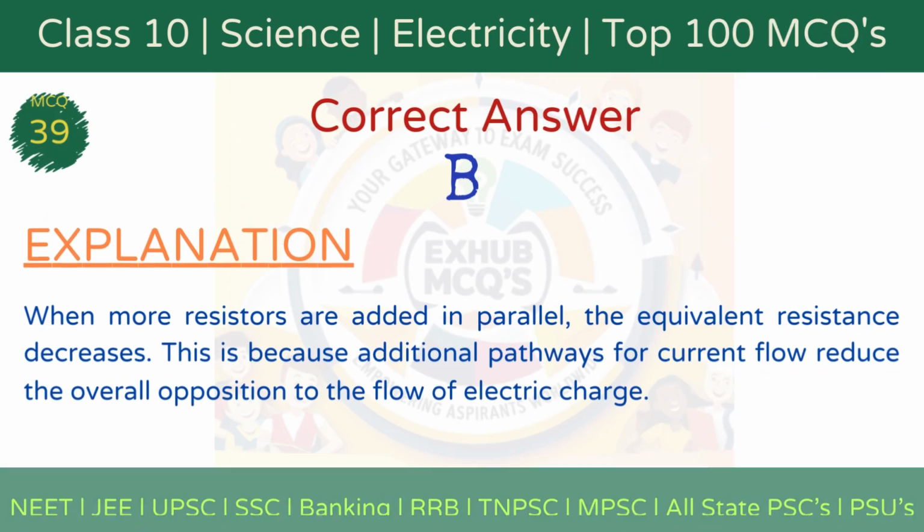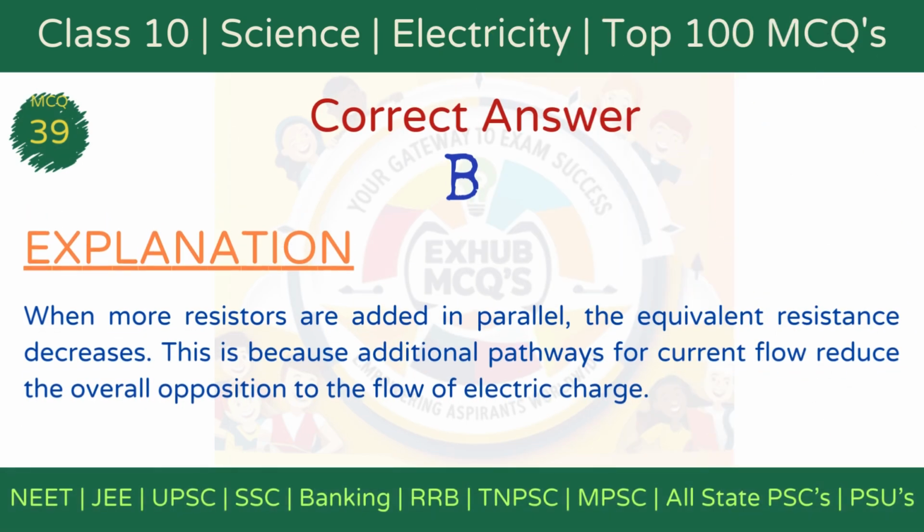The correct answer is option B, decreases. Explanation: adding more resistors in parallel decreases the equivalent resistance. This happens because additional pathways for current flow reduce the overall opposition to the flow of electric charge.